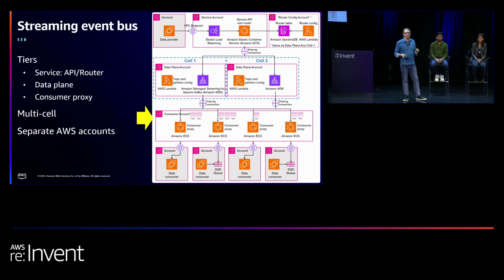And then at this layer is the consumer proxy. They did something clever. They wanted to be able to onboard many consumers. And they didn't want all those consumers to have to be polling Kafka. So what they did is they built a consumer proxy that polls Kafka for them and then serves them the events either by direct API call or by putting it in an SQS queue. So that's SEB. As I said, it's multi-cell. And you might notice that each of these pink boxes is a separate AWS account. They divided all these tiers and cells into different AWS accounts, both for blast radius and manageability.